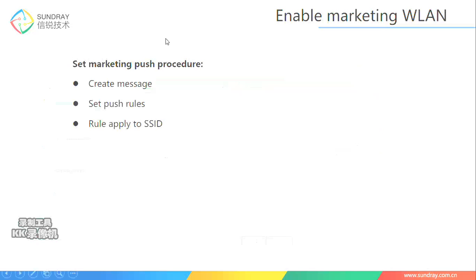For the marketing push procedure, first we have to create a message template, like SMS, WeChat, web page, or a banner. The second is, based on the message, we have to set the rule. The rule defines when we push the message, like first access and return, during access by intervals, and different locations and different schedules. So we can push the message based on different rules. And at last we have to apply the rule to the SSID.